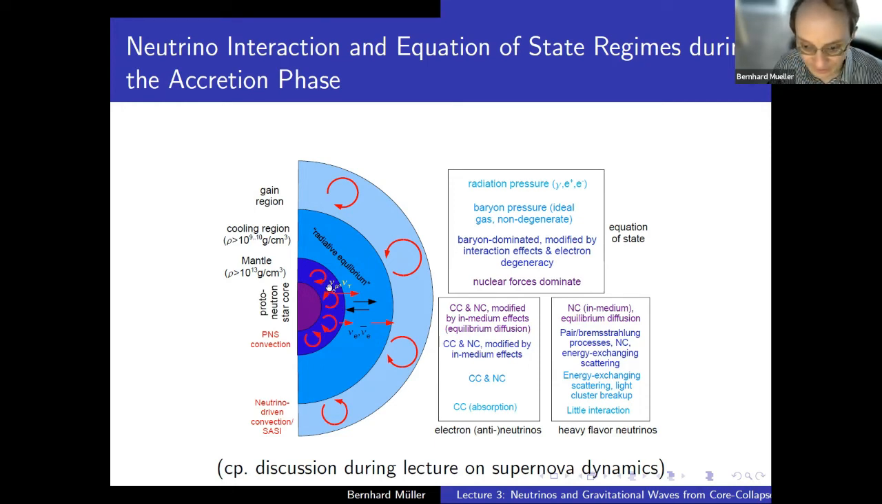At these densities, the charged and neutral current interactions that produce neutrinos or scatter them around start to be affected by in-medium effects. What do I mean by that? Maybe I'll make a little drawing.